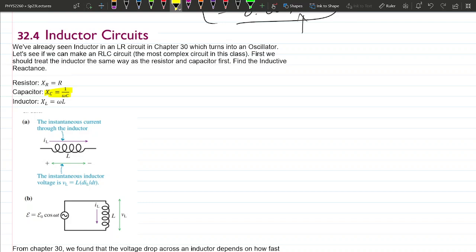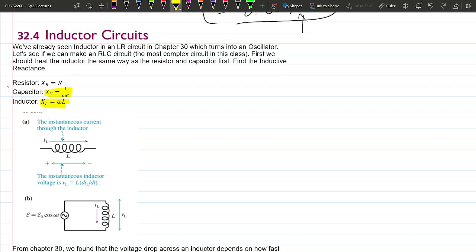And then the resistor is the boring thing, where the resistive reactance for a resistor is just R, because we don't have a phase difference there. I'll tell you what the answer is for the inductor, and we're going to see that in a second. The inductor is going to behave similarly, where instead of 1 over omega C, it's going to behave as just omega times L, whatever the inductance value is.